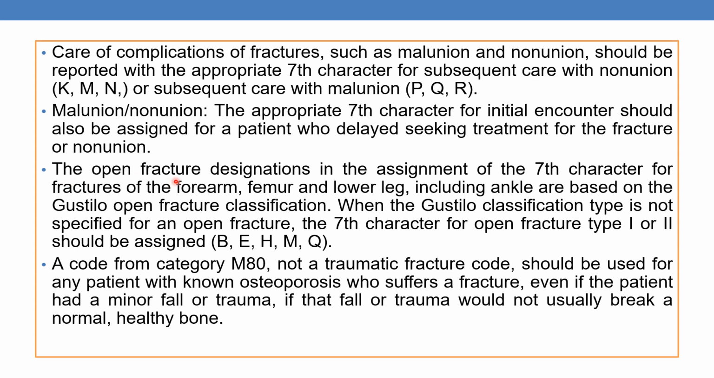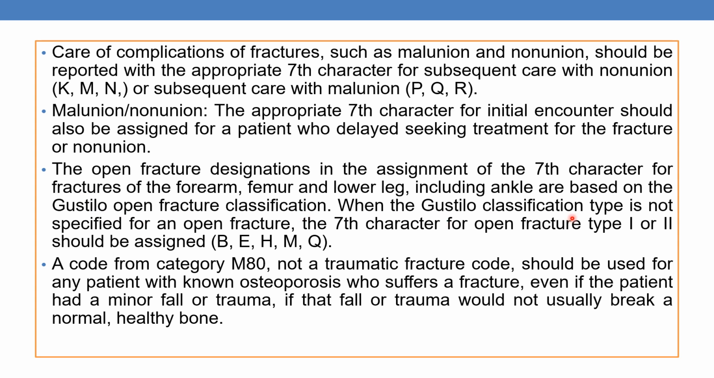And the open fracture designations in the assignment of seventh character for fractures of the forearm, femur or lower leg including the ankle are based upon the Gustilo open fracture classification. This is just a point. We have discussed in detail the Gustilo classification. So the open fracture designations are different. They have different seventh character values, which mainly involve the fractures of forearm, femur and lower leg including the ankle, and they are based on the Gustilo open fracture classification.